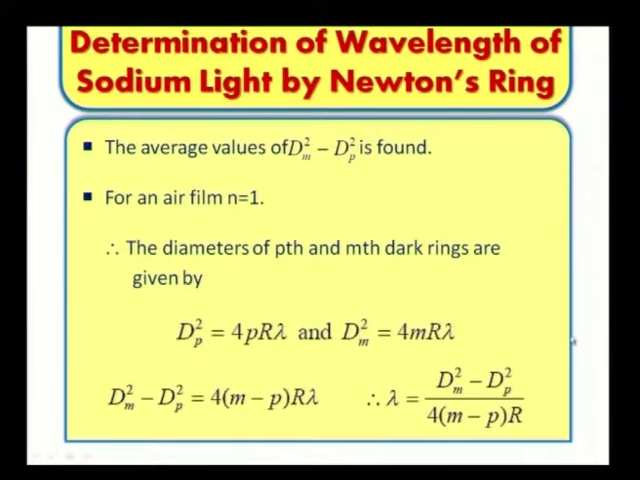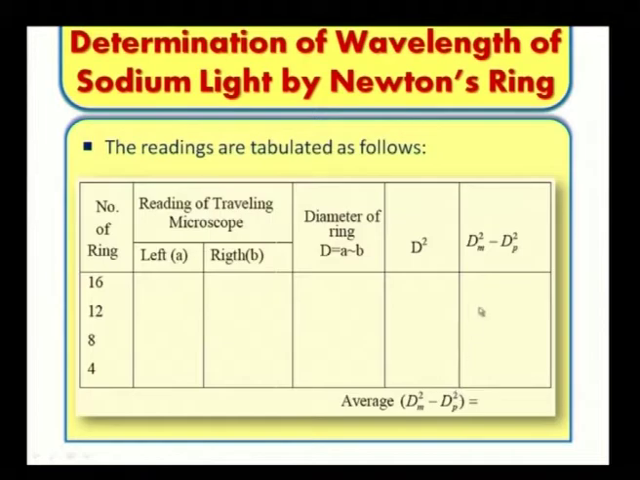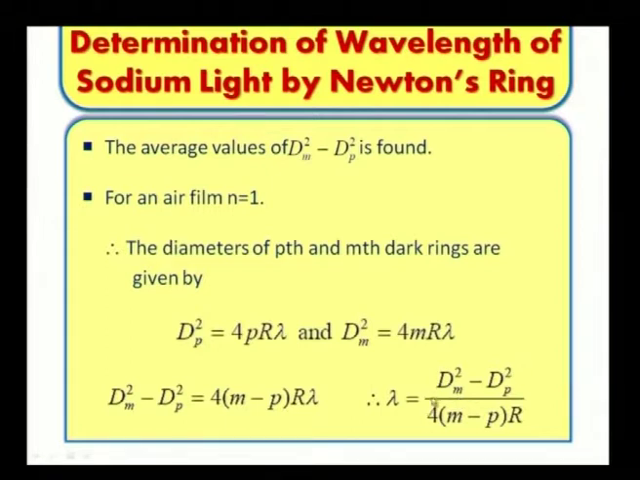So, if R is known for the lens, lambda can be determined, because in the tabular column you measured your dm square and dp square. You have taken all the readings and taken the average. The average is to be substituted in the numerator, m minus p is known, and R is now known. So, lambda, the wavelength of the monochromatic source, can be determined. This is the method by which the wavelength can be obtained.